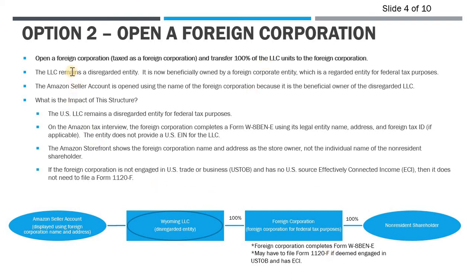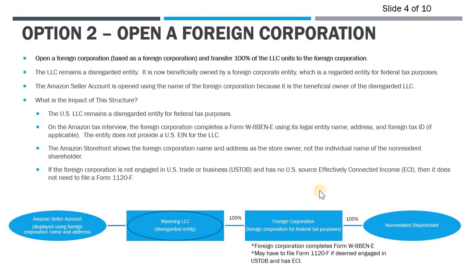So what happens? The LLC still exists, and it still remains a disregarded entity. What's changing, though, is now it's beneficially owned directly by the foreign corporate entity, which is a regarded entity for federal tax purposes, and you as the non-resident owner are on the other side of it. So effectively, there's this foreign corporation buffer in between you. Now, why is that ideal in this case? Well, it's ideal because now this Amazon seller account is open using the name of the foreign corporate entity because it's the beneficial owner. No longer is the non-resident individual the owner.